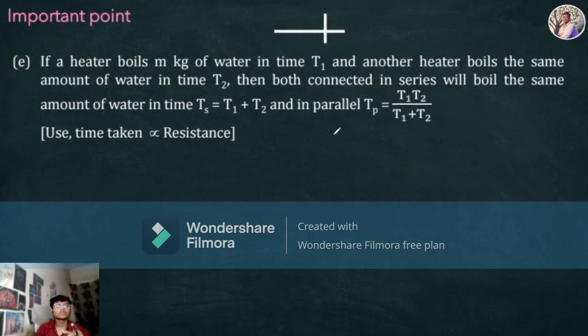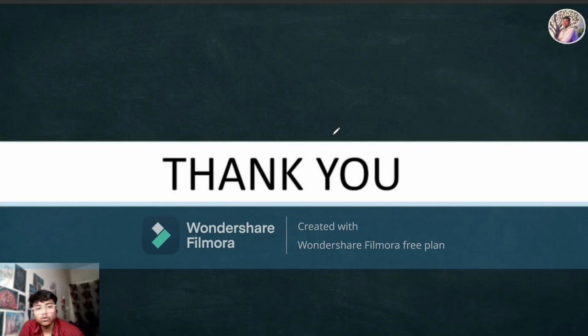This is important, like in JEE, sometimes they ask: if a heater boils m kg of water in time t1 and another heater boils the same amount in time t2, and they are both connected in series, what will be the formula? And if they are connected in parallel, what will be the total time? So t in series will be equal to the sum of these, and in parallel it will be 1 by T1 plus 1 by T2 is equal to 1 upon T. I will solve all the numericals in the question answer solving session.